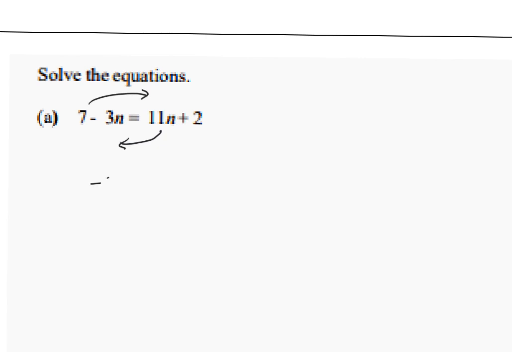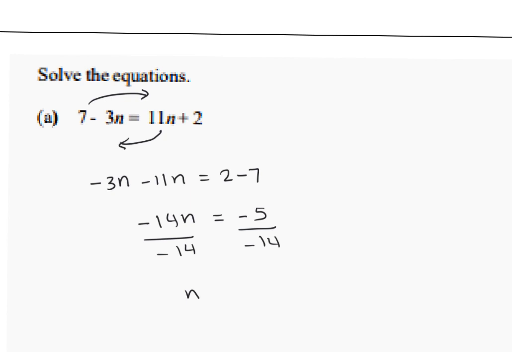So now we have negative 3n minus 11n equals 2 minus 7. Negative 3n minus 11n combines like terms, so negative 14n. 2 minus 7 is negative 5. Now divide by negative 14, both sides. So n equals 5 over 14, because negative divided by negative equals positive. Understood?